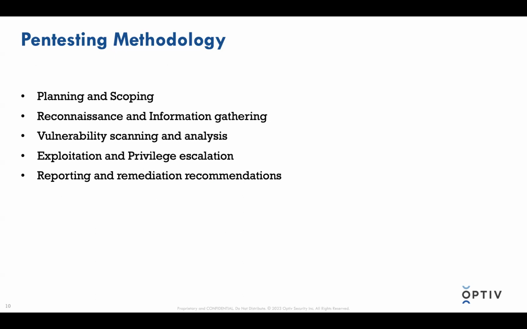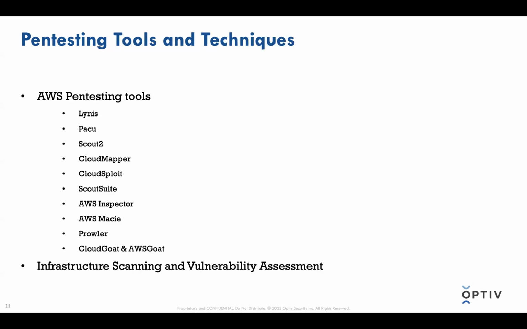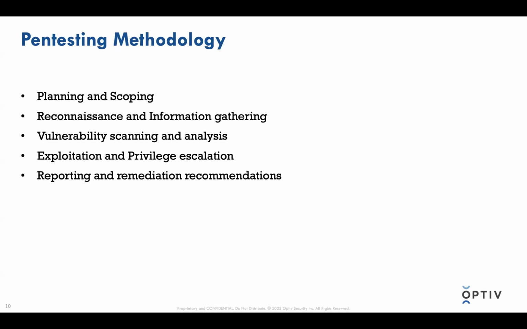Today, I would like to delve into the methodology that underlies effective penetration testing in AWS cloud environment. The first phase of pen testing methodology is planning and scoping. During this phase, we define the objectives and scope of the penetration testing engagement. It is essential to understand the specific systems, applications, or assets that will be tested.